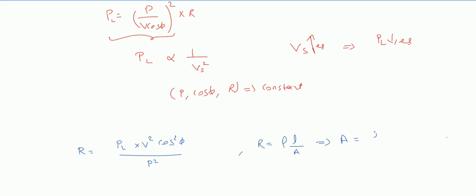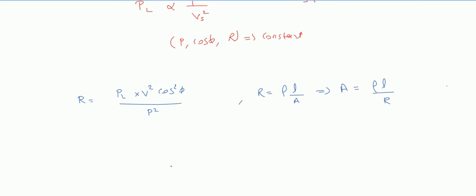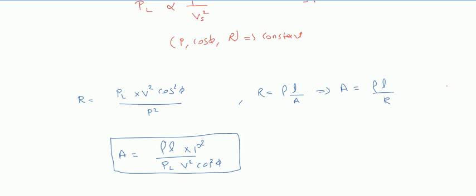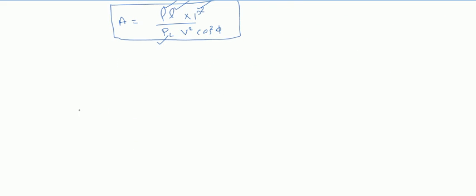Here A is equal to rho L by R. Now if I put the value of R here, this will become rho L divided by R. R value will be this. So here it will be PL into V square cos square phi and into P square. So if you see this, the resistivity, the length of the transmission line, the sending end power, if you consider them constant, and the loss will also be considered as constant, then what happens?